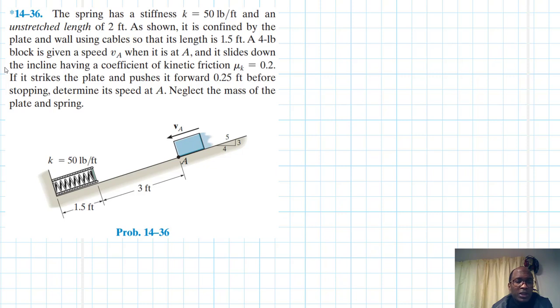It strikes the plate and pushes it 0.25 feet before stopping. Determine its speed at A, neglecting the mass of the plate and the spring. This problem is from Engineering Mechanics: Dynamics, 14th edition by R.C. Hibbeler. Let's draw the free body diagram.